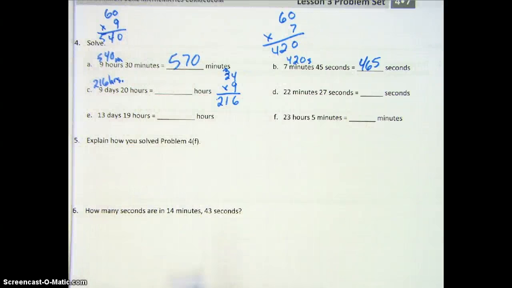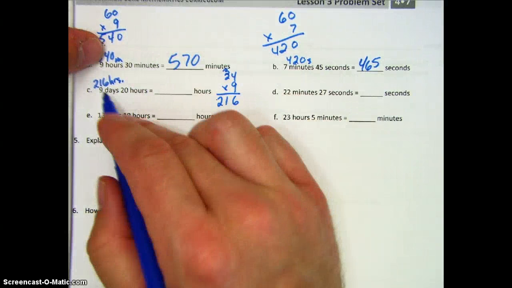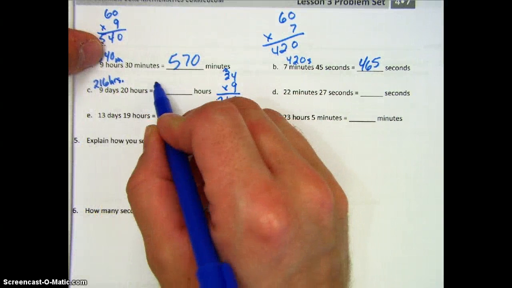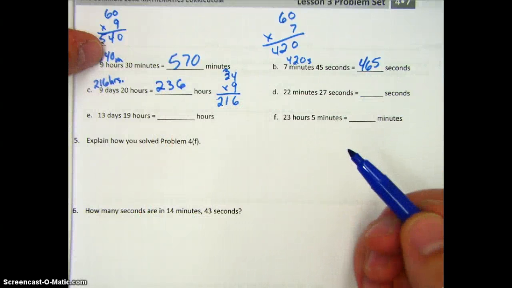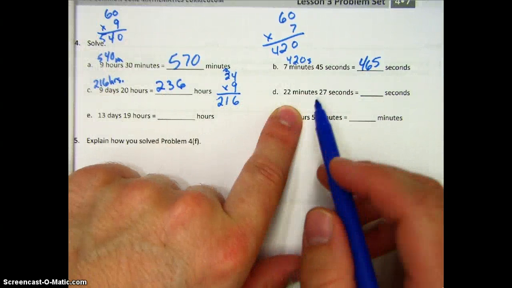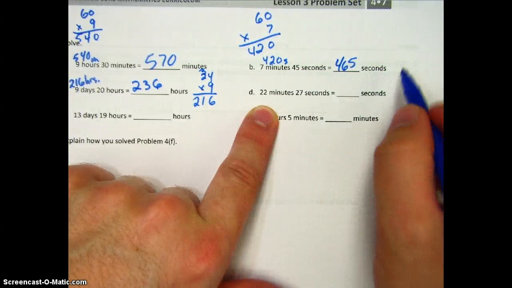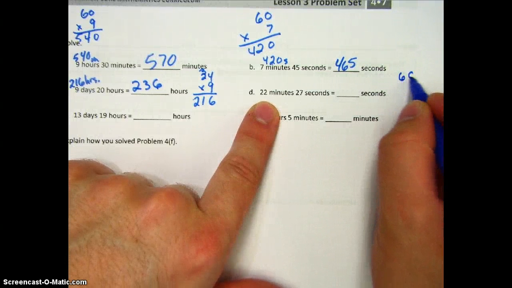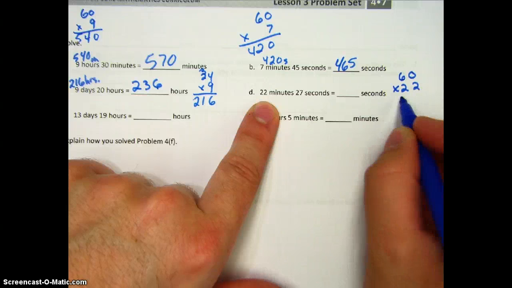so that you know how to do that the next time when you're on your own. So now 216 plus 20 gets us 236 total hours. Okay, next one we have minutes and seconds again. So again we have 60 times 22.